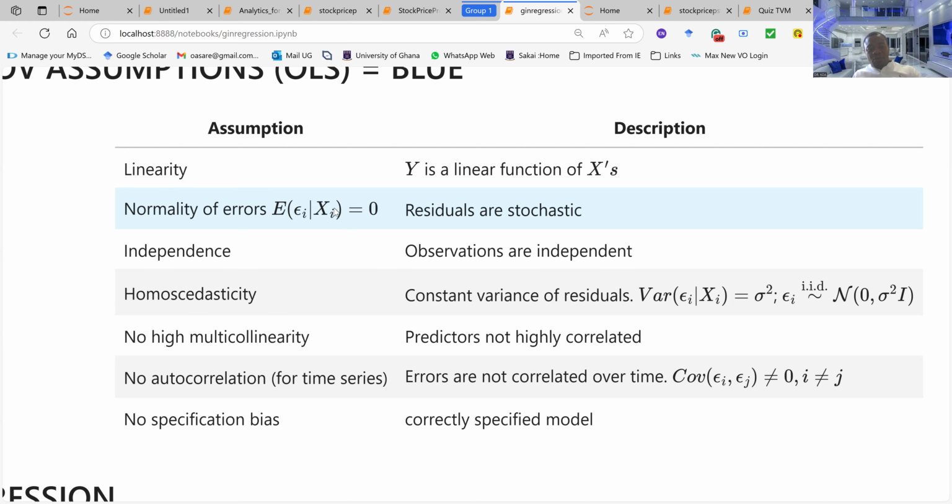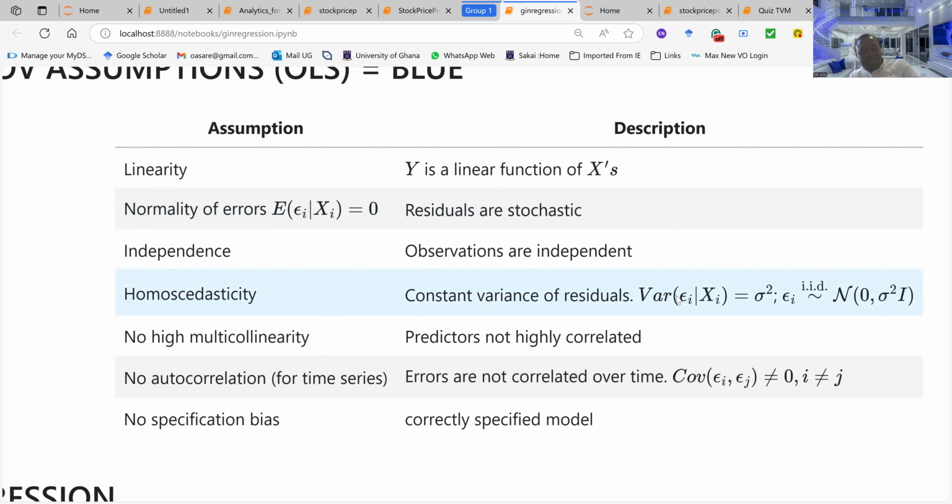Number four, there must be homoscedasticity. In other words, there must be no heteroscedasticity. What does that mean? Homoscedasticity means that there must not be a pattern in the errors. When I plot the errors, the residuals, the variances must be constant. There must not be a pattern that you can detect from that.